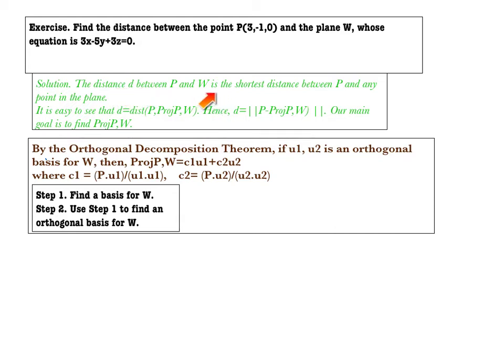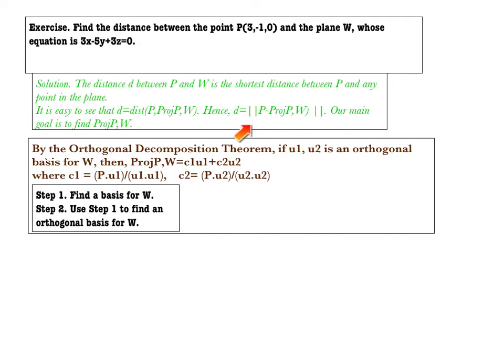Now, the distance between P and W is the shortest distance between P and any point in the plane, any vector, if you like, in the plane. It is easy to see that such a distance is equal to the distance between P and the projection of P onto W, which I'm denoting here by proj_W P. Therefore, such a distance will be given by the length of the vector P minus the projection of P onto W.